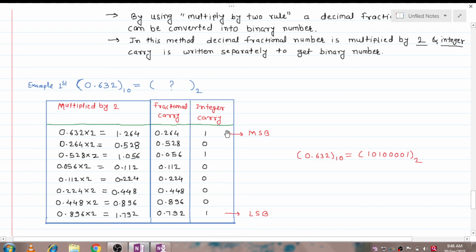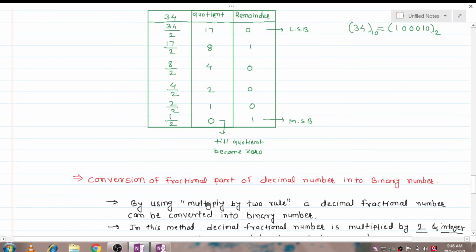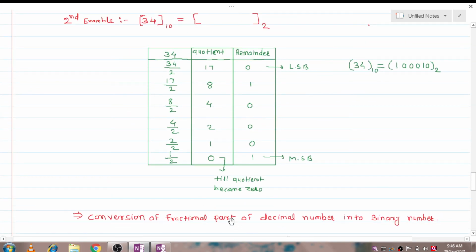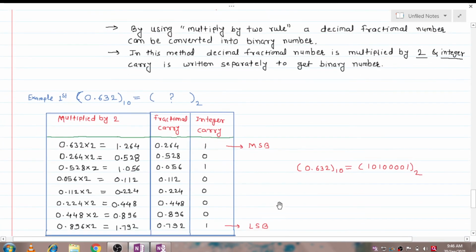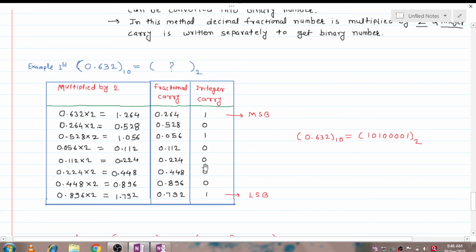Here, the first integer carry is the most significant bit and the last integer carry is the least significant bit, and we write them in the same order, but in the double method we write in reverse order. So this is 1 0 1 0 0 0 0 1. This is the binary number for the fraction part.